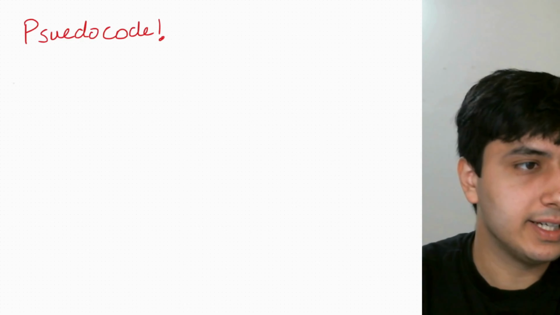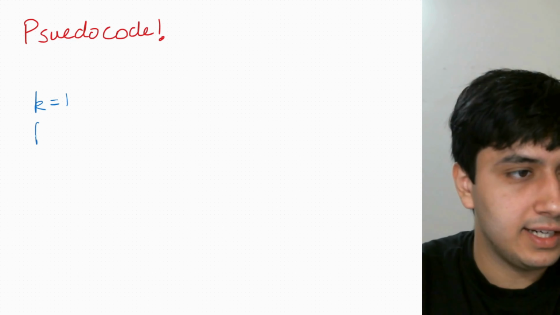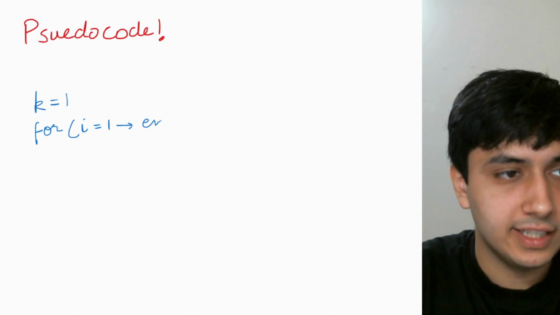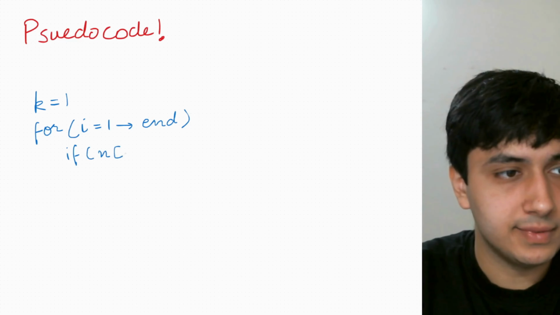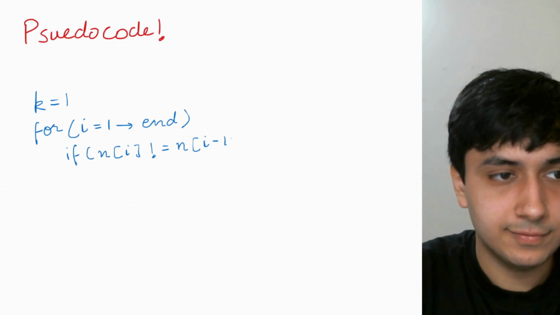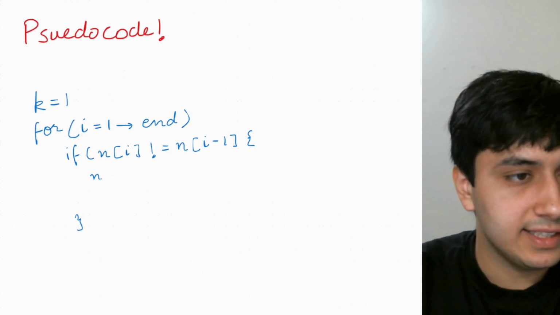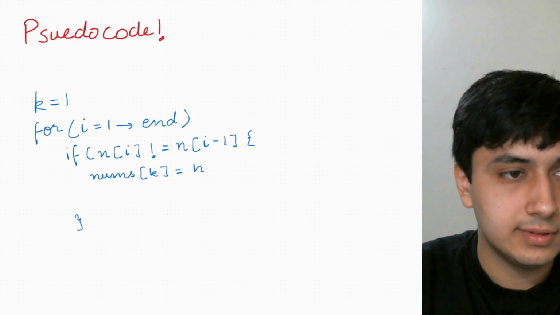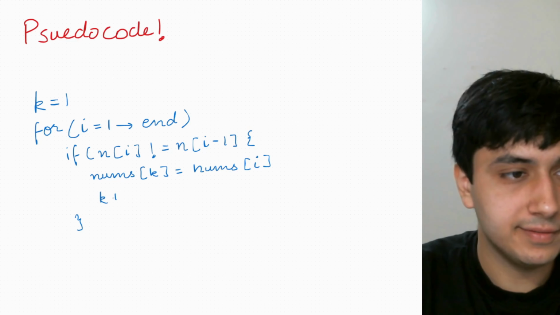I'll show you guys the pseudocode now. So we'll set our k pointer to 1. We'll run a for loop for the traversal for i. So we'll run i from 1 to end. Remember to start it from 1. Then if nums i is not equal to nums i minus 1, what will we do? As we have already discussed, we'll set nums k equal to nums i. We'll do the replacement and we'll move k forward.